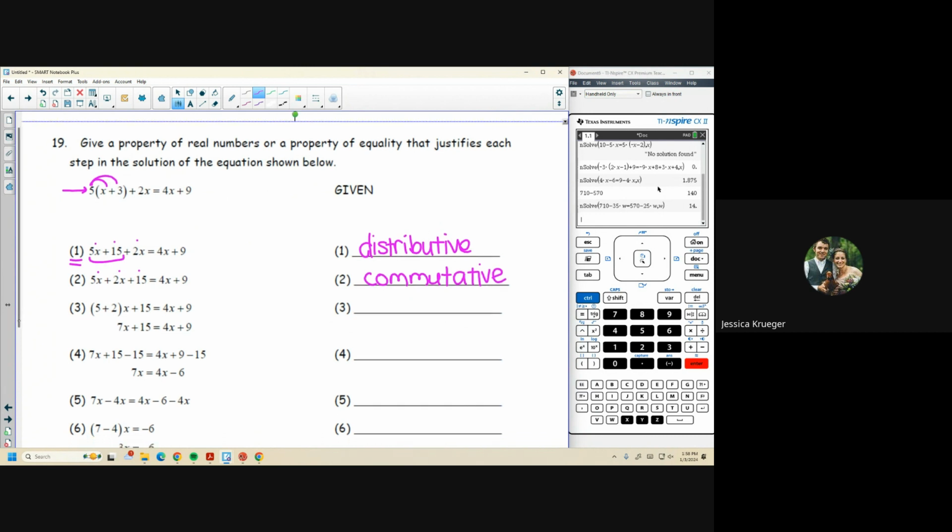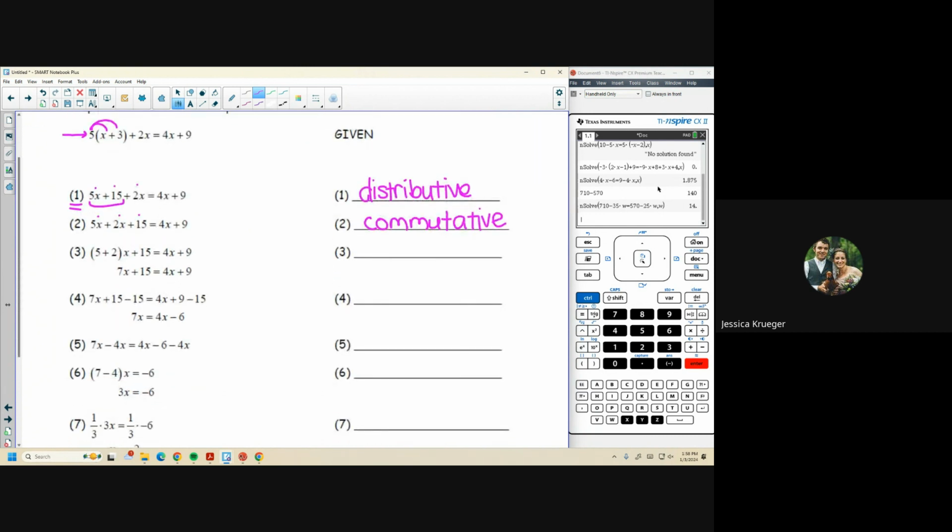In the third step, okay, if I look, I have 5x plus 2x. They wrote the 5 plus 2 in parentheses and the x is outside. If I were to distribute the x back in, I'd get what I started with. So this is actually distributive property, but in reverse. So because they pulled the x out, they were able to add the 5 and 2 and make it a 7x.